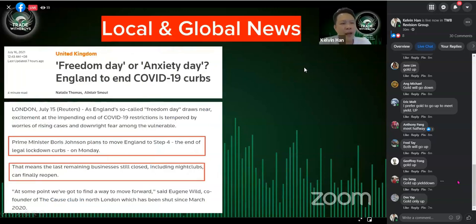All right, so while we are having a problem right here in Singapore, there is a clear opening for Freedom Day, or Anxiety Day, for the UK, all right? Apparently, England now has a Freedom Day this coming Monday. Coming Monday is the 19th, right? So on the 19th of July, Prime Minister Boris Johnson plans to move England to step 4, the end of the legal lockdown curbs, okay? So it seems that Boris Johnson is very, very confident that this is good, all right?